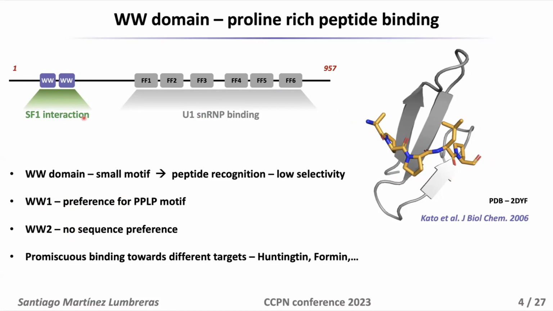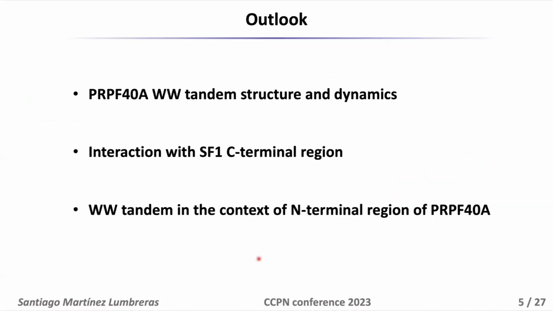There was binding to different proteins that are not splicing related. So they are quite promiscuous. They're binding huntingtin, formin, and other proteins not related to the splicing process. So our main goal of this work is trying to understand how the WW tandem is arranged and how it can selectively bind to SF1, if it does so.